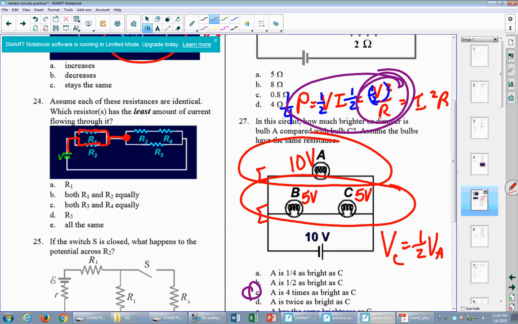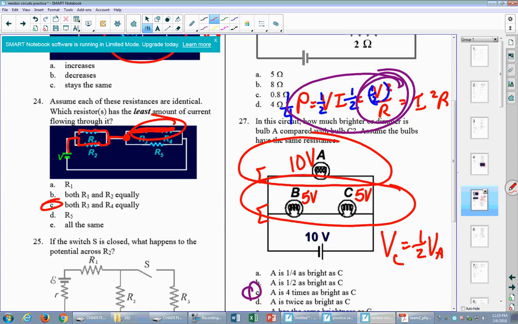So which, the top or the bottom, is going to get more current? Well, which has more resistance, the top or the bottom? The top has more resistance. It has twice the resistance, so it's going to get less current. Oh, so that's the answer. These two get the least current of all. So C is the right answer. They get the same current because they're in series. Resistors in series have the same current. And so R3 and R4 will have exactly the same current, which happens to be the least amount of current.